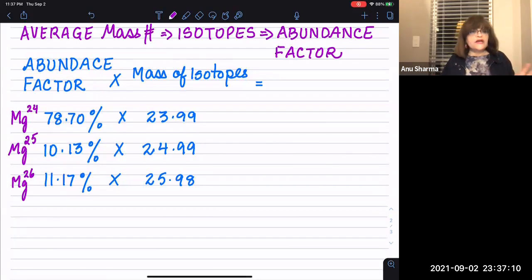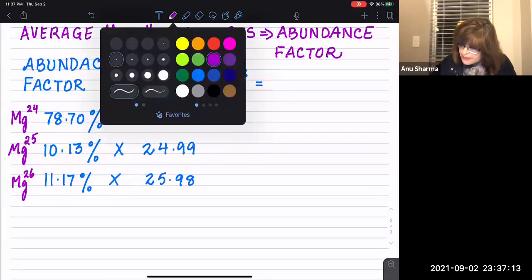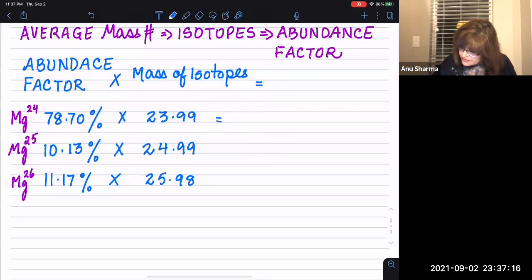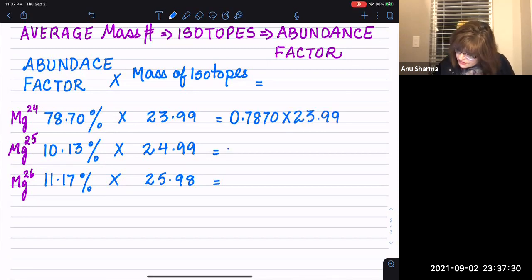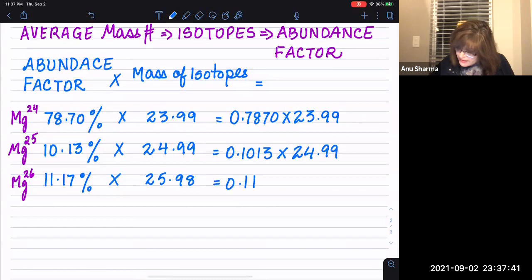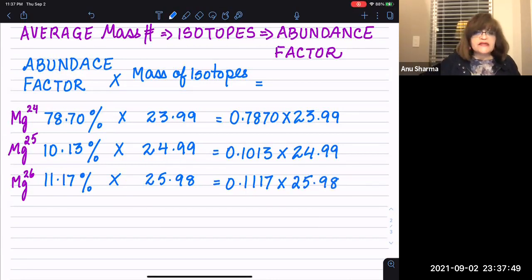So, casually rounding up, we talk like that. But when you multiply, this is how you calculate it. This means 0.7870 times 23.99. The other one is 0.1013 times 24.99. And the third one is 0.1117 times 25.98. Okay, so let's do this math and get the answers.